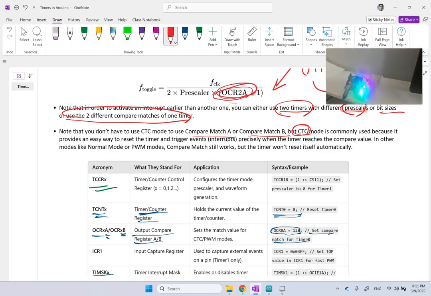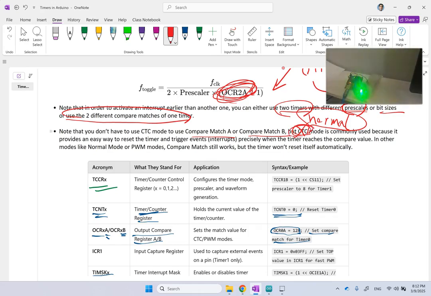So you might say, can I run in the normal mode instead of this and still compare to some number other than the maximum value, which is 2 to the n, with n the number of bits? Yes, you can. You can still run it in normal mode and compare your counter to some number of interest. What is the difference between that scenario and running it in CTC mode? The difference is resetting the timer variable.